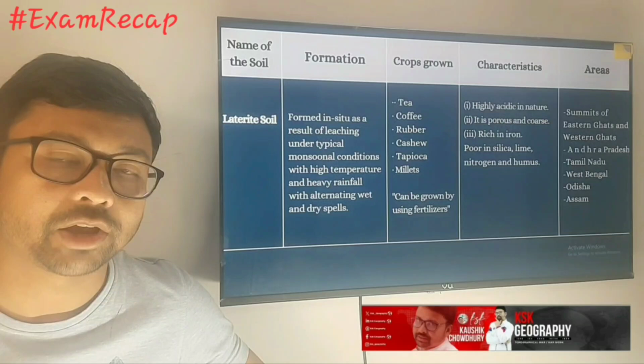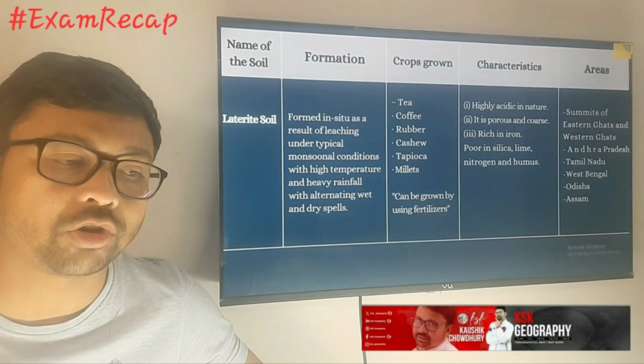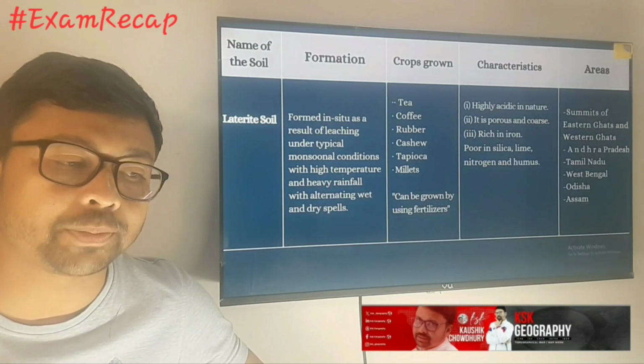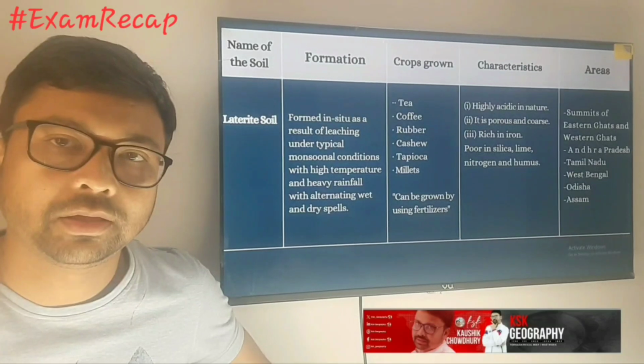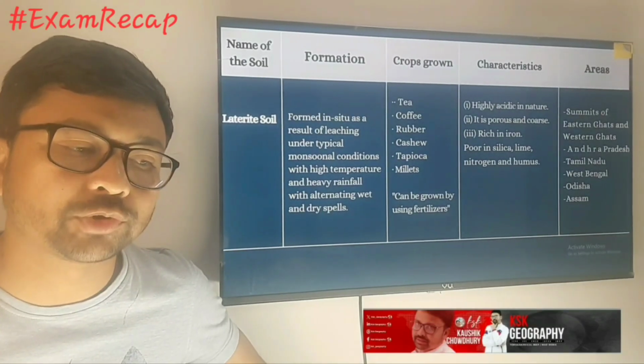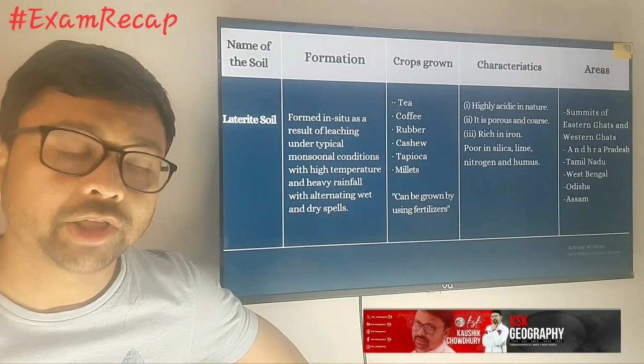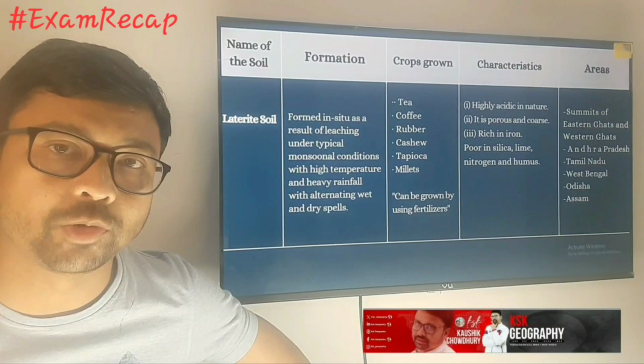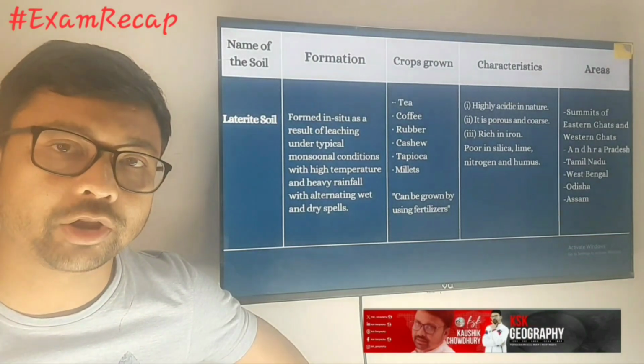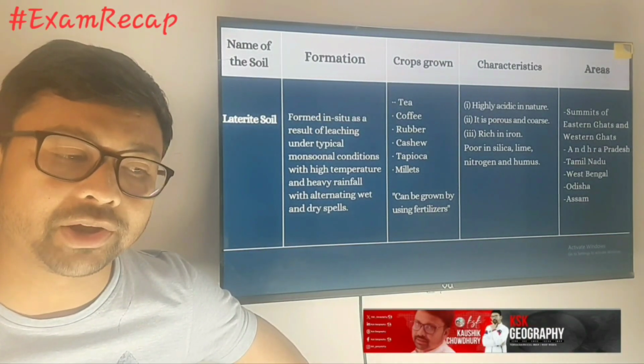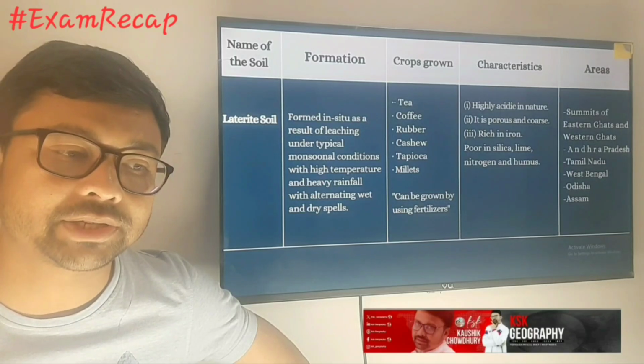and alternate wet and dry spells. Crops that grow well are tea, coffee, rubber, cashews, tapioca, millets. Basically the plantation crops grow well, but here you remember, as the fertile materials are removed, that's why it can be cultivated only with additional fertilizer.